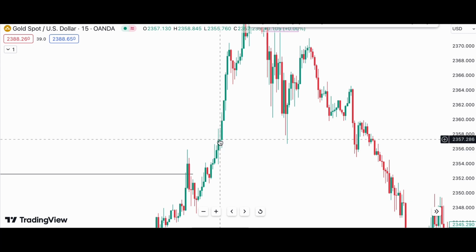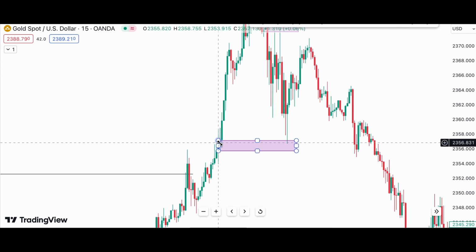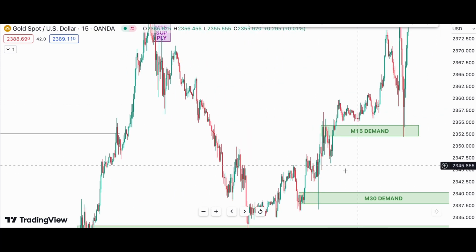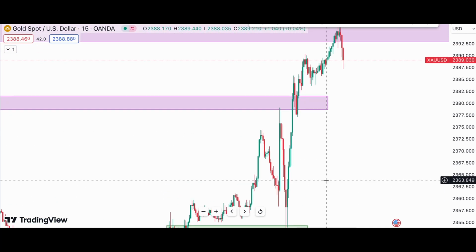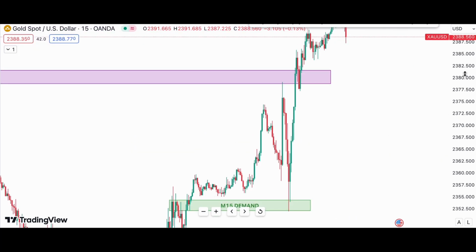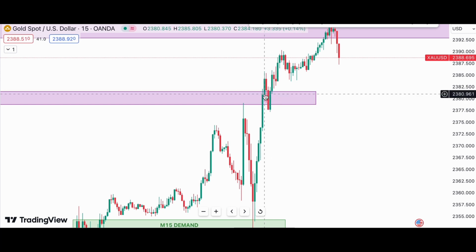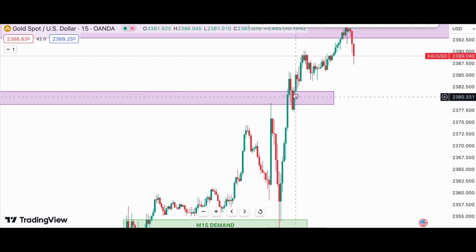Then right here we have another demand zone. As you can see, this is another demand zone. Now we are in an uptrend, and the structure is very clear. If we are looking for a buy, this is one of the good zones to buy right here. This can be monitored somewhere around 2380. Somewhere around here is one of the demand zones.